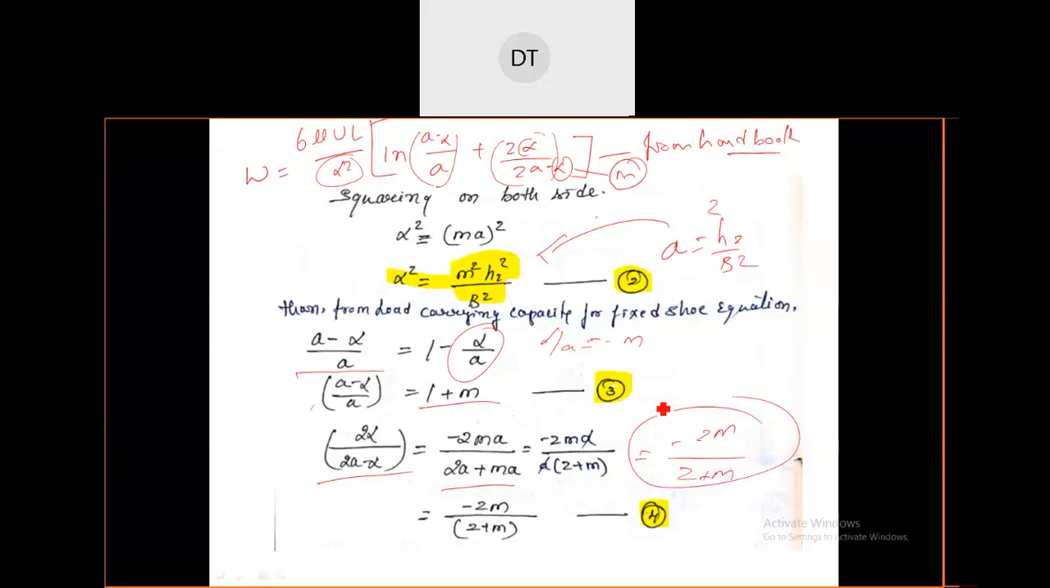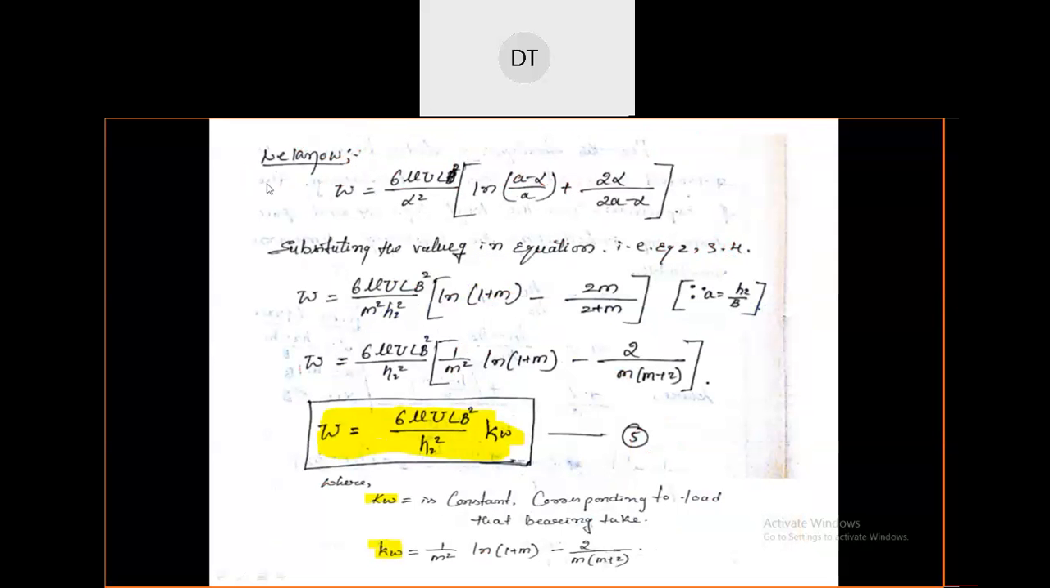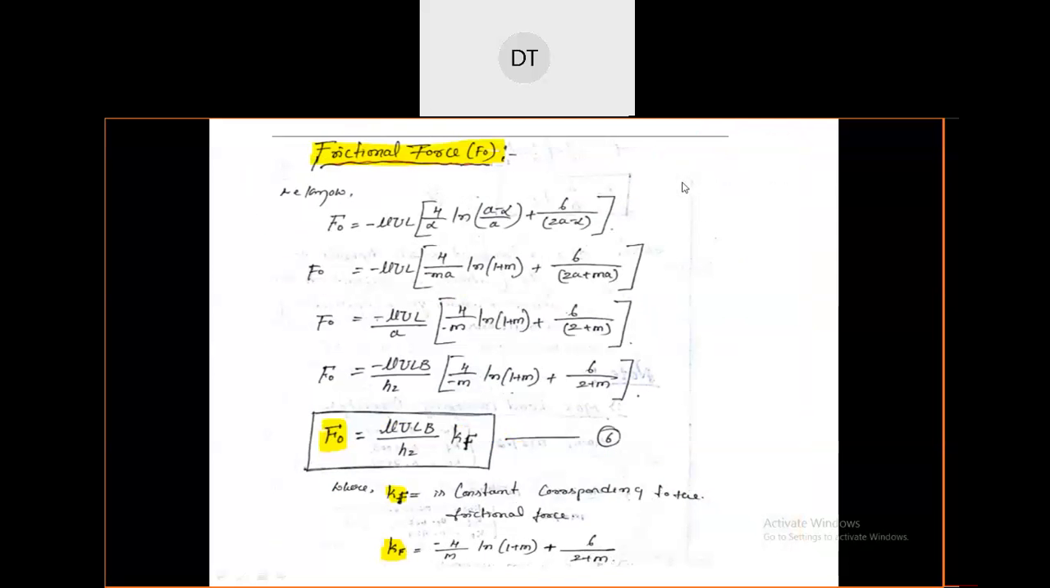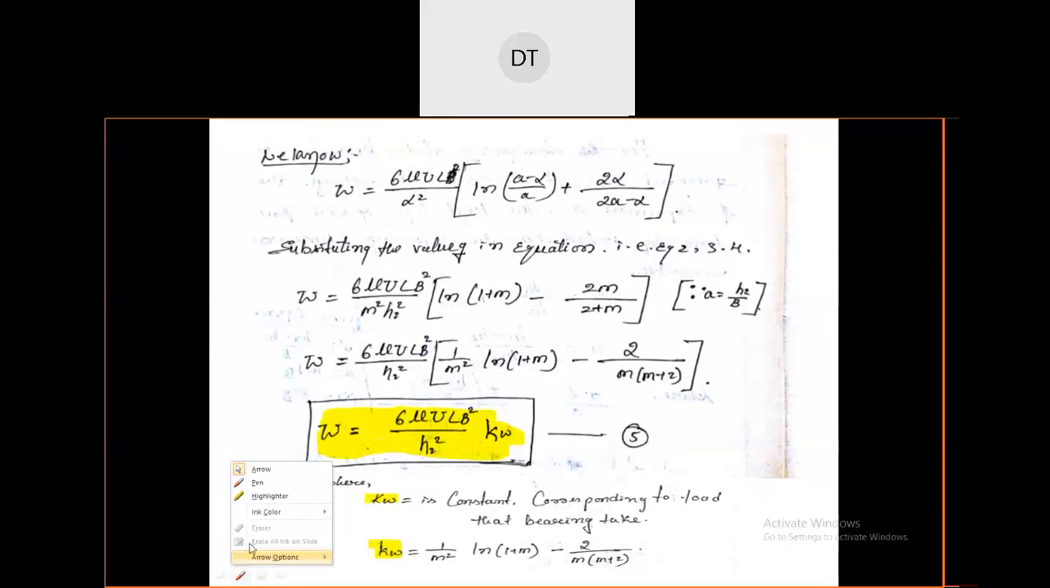So I have this fixed bearing equation. I just replaced alpha in terms of m and a. I got all the values: alpha square, this is the value; for this term, this is the value; and for this term, this is the value. So now substitute these equations 2, 3, 4 in equation 1, and we get the load carrying capacity for the pivoted shoe. This is an equation from the data handbook, and these terms' values we just got in terms of m and a. We just replace all these values.